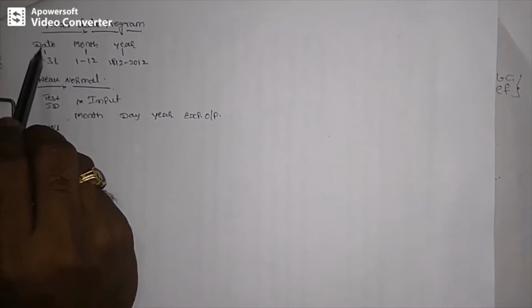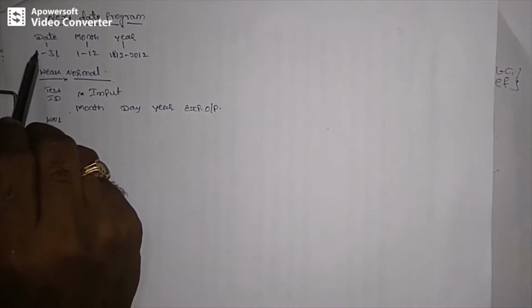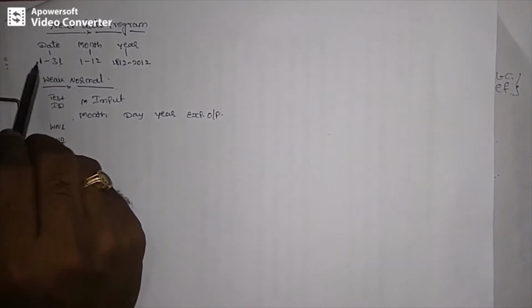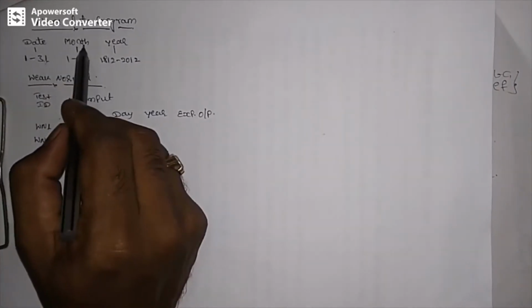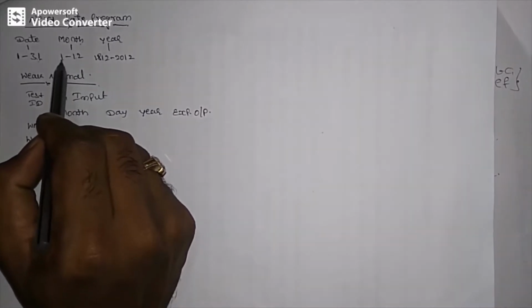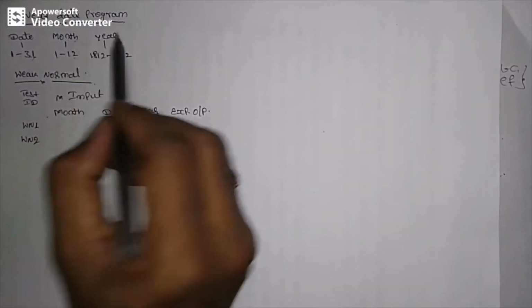Basically the boundary for the date is 1 to 31. So in a month we will be having 31 days, that is 1 to 31. 1 will be the lower limit, 31 will be the upper limit. Similarly for the month input, 1 to 12 months are there; 1 is the lower limit and 12 will be the upper limit for the month input.